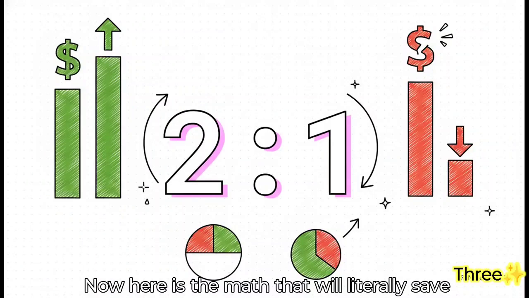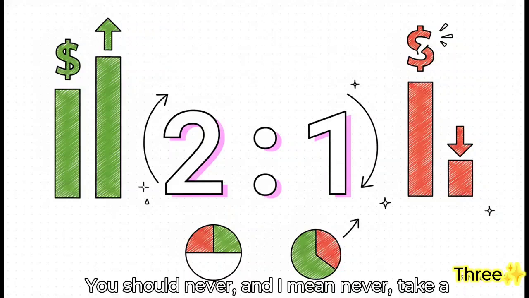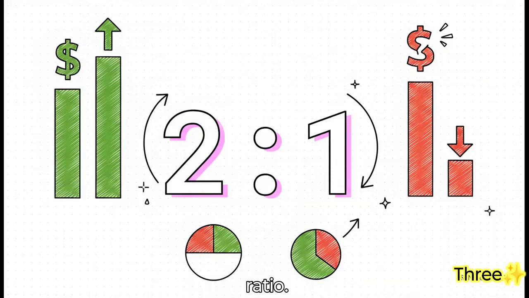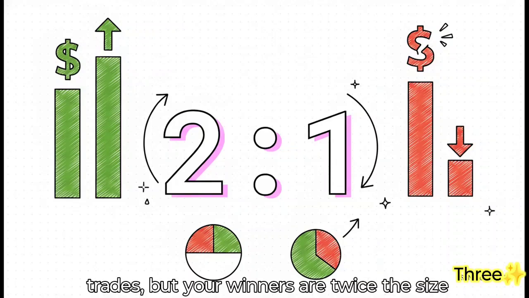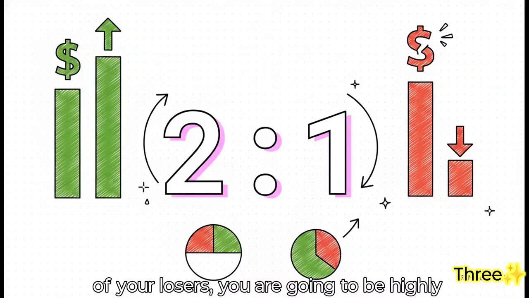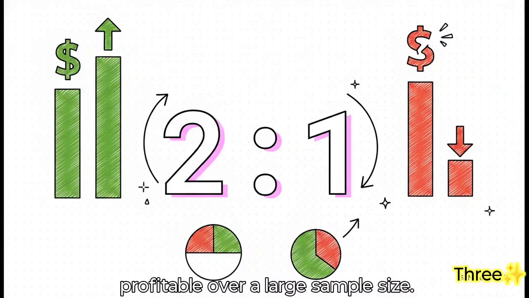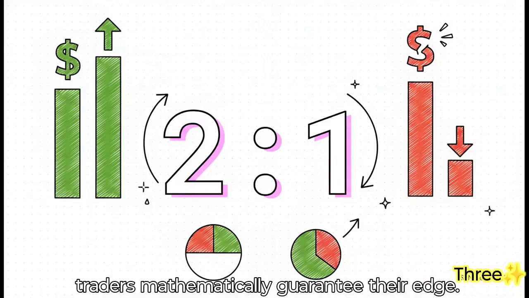Now here is the math that will literally save your trading career. You should never, and I mean never, take a trade with less than a 2-to-1 risk to reward ratio. Why? Well, because if you only win 50% of your trades, but your winners are twice the size of your losers, you are going to be highly profitable over a large sample size. This right here is exactly how professional traders mathematically guarantee their edge.